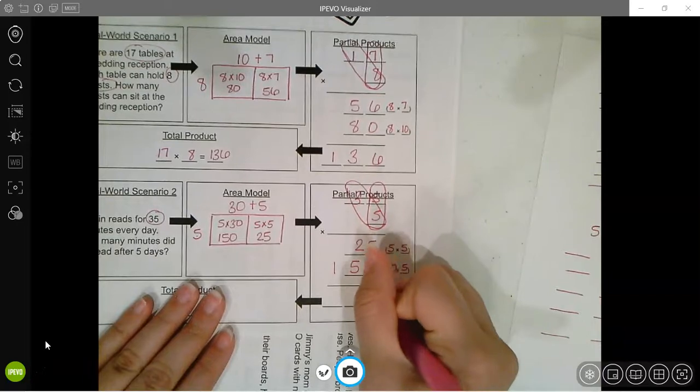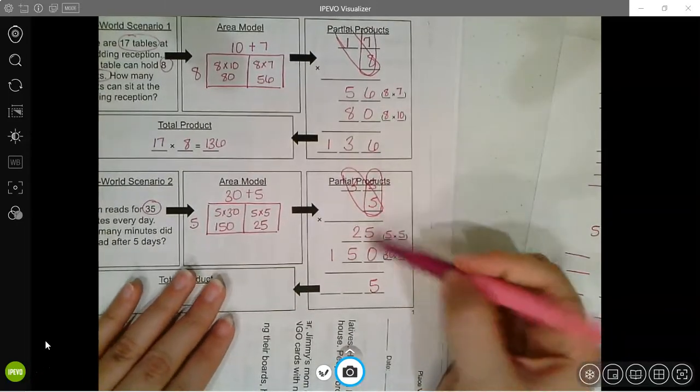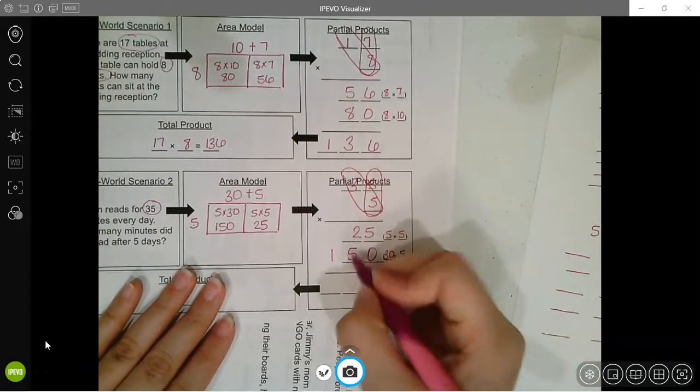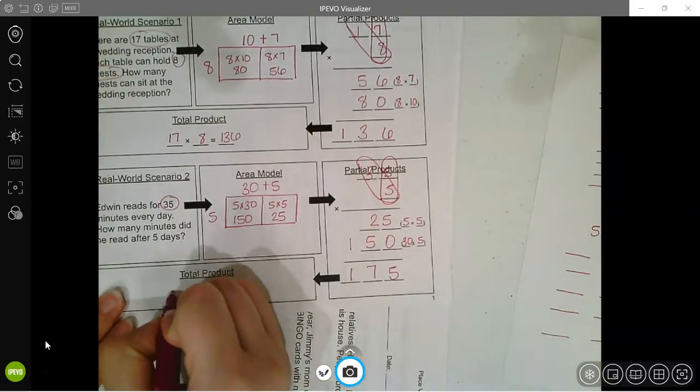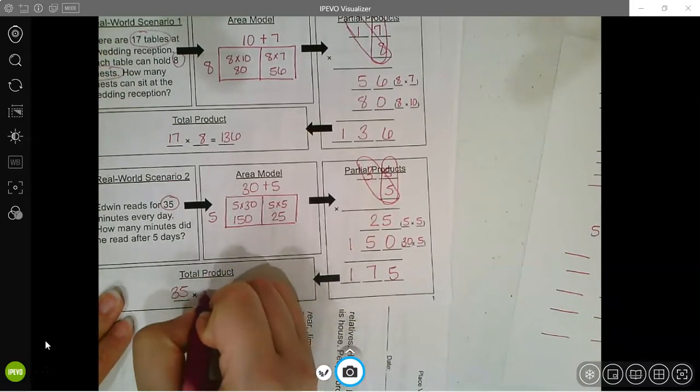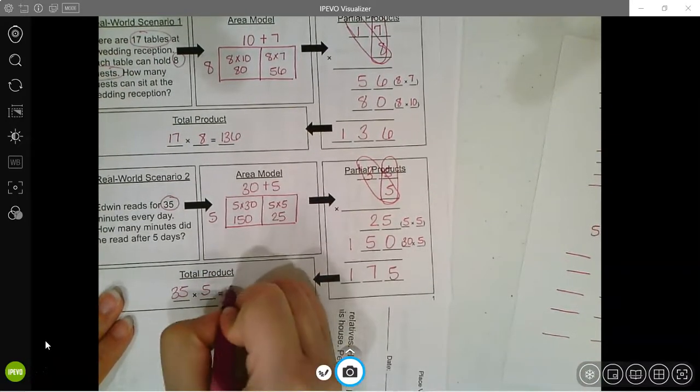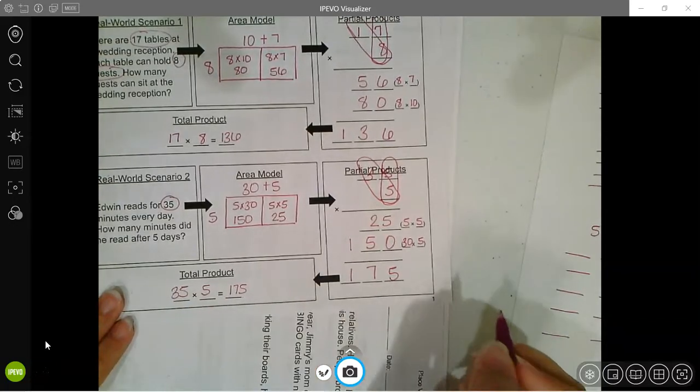Okay, so that's 5. I'm just going to add it going down. 5, 6, 7, and then 1. So that's 175. Okay, so 35 times 5 equals 175.